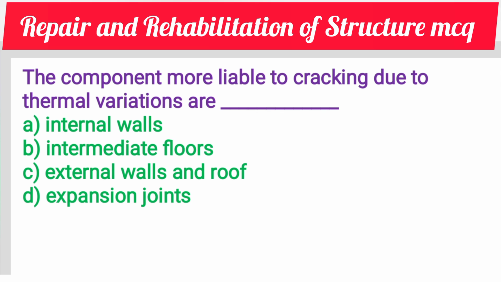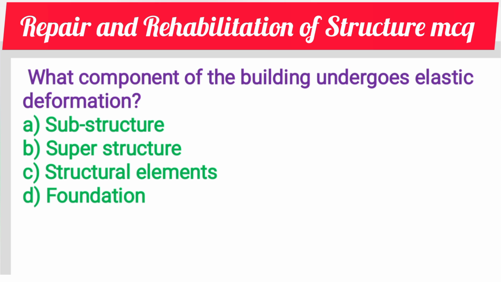Next question, the components more liable to cracking due to thermal variation are option A, internal walls, option B, intermediate floors, option C, external walls and roof, option D, expansion joints. So the correct answer is option C, external walls and roofs.